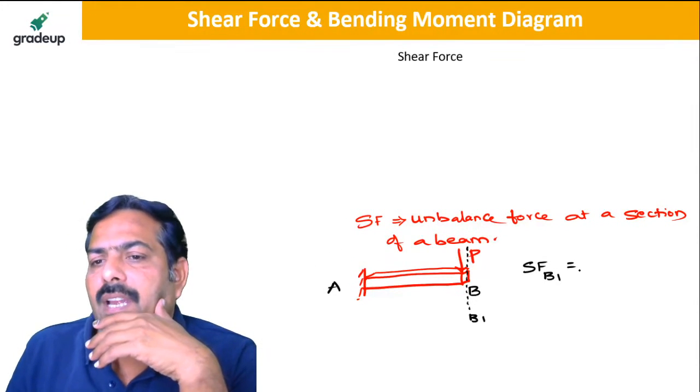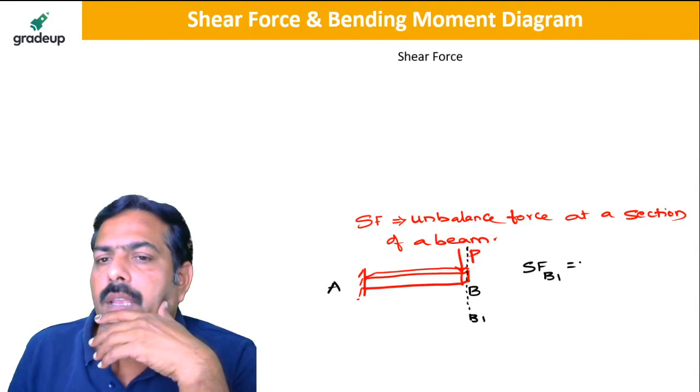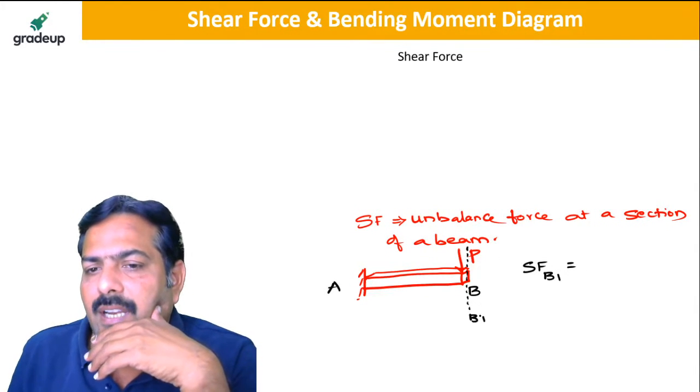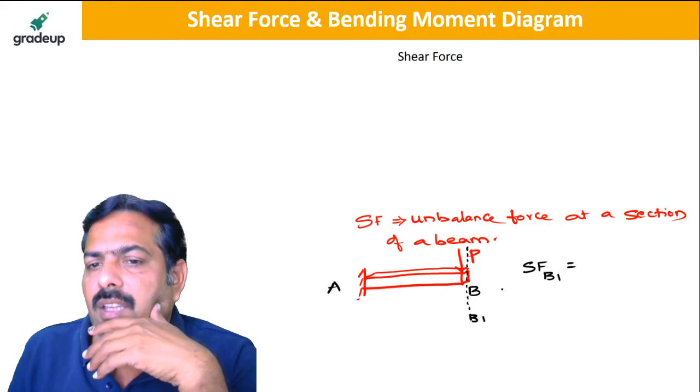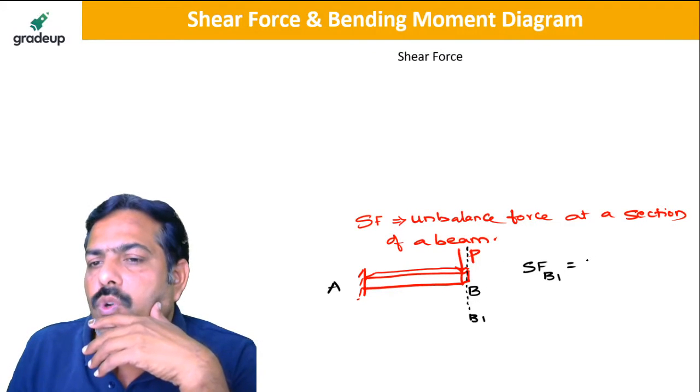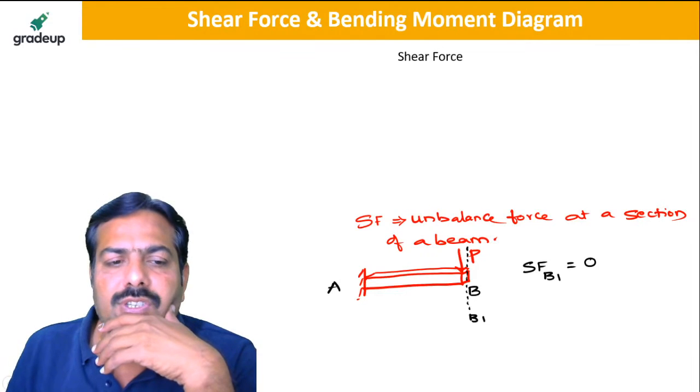So shear force at B1 is equal to how much? My dear friends, on the right side of this B1, you see there is nothing. Since there is no force, no unbalance, hence the answer at this point is 0. Now we'll take one more section.